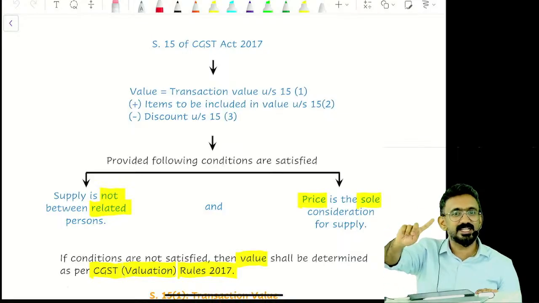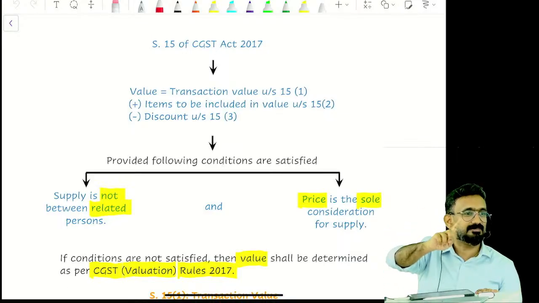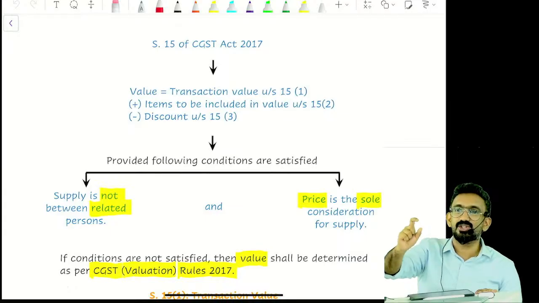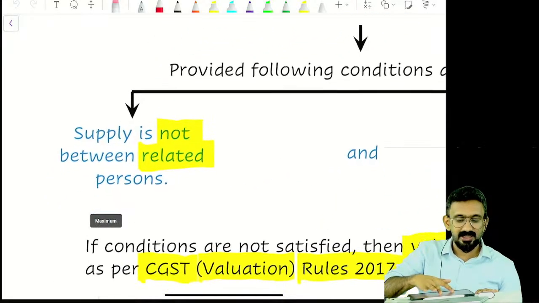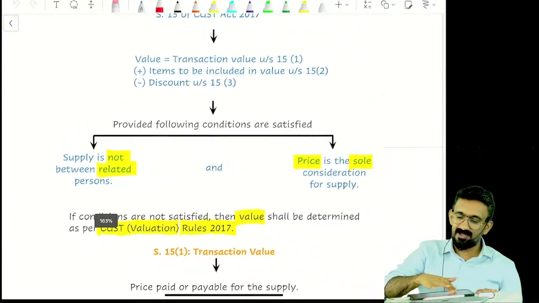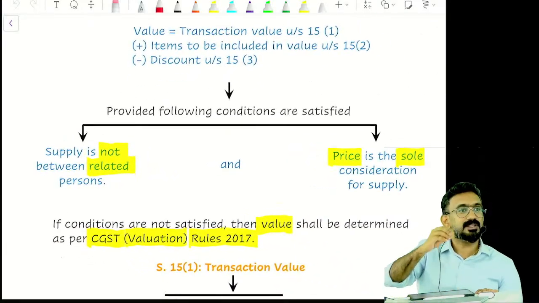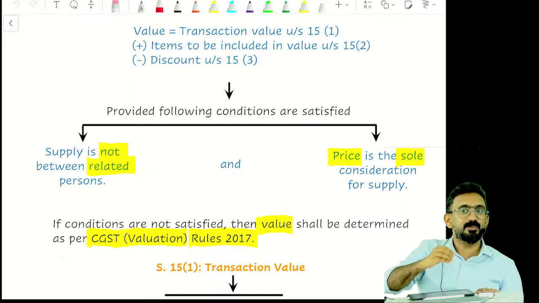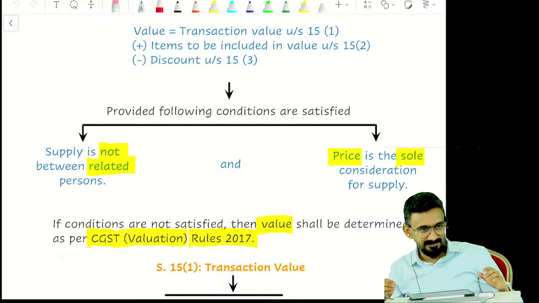Government says I don't trust transaction value at that time. For me to trust transaction value, I'm putting a condition. What is condition number 1? Supply is not between related persons. Second, I'm giving the same mobile phone to another person.